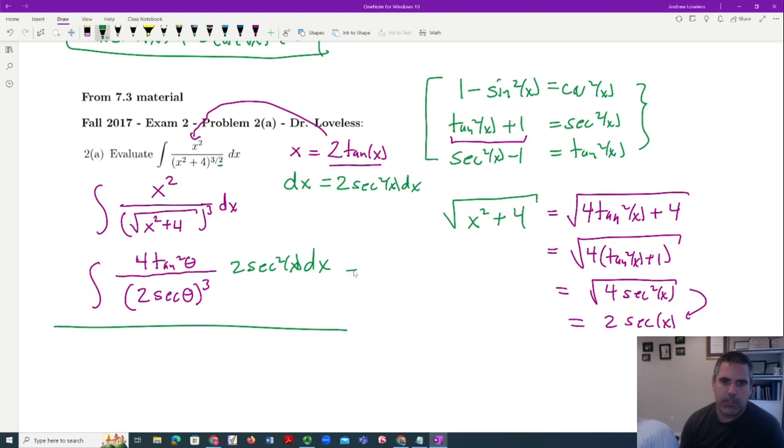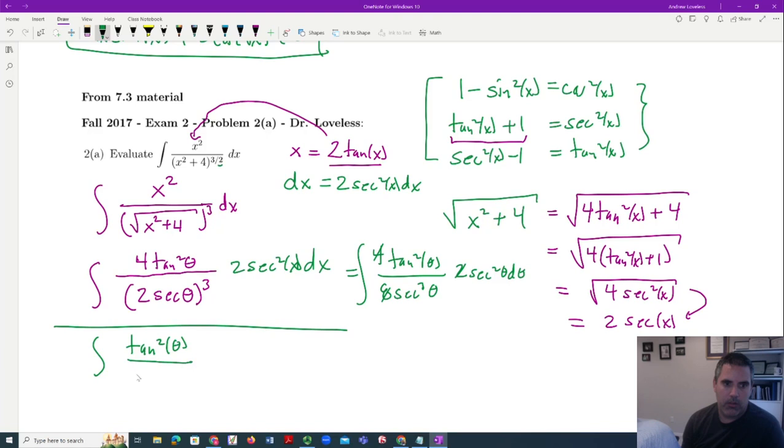Okay, so what are those consequences? In this case, it's going to be 4 tangent squared of theta. It's going to be 8 secant cubed of theta. And then there's going to be a 2 secant squared of theta. So I think all that cancels because it's going to be 8 over 8. And I think 2 of the secants cancel. So we're going to have tangent squared of theta over secant of theta. That's the substitution step.